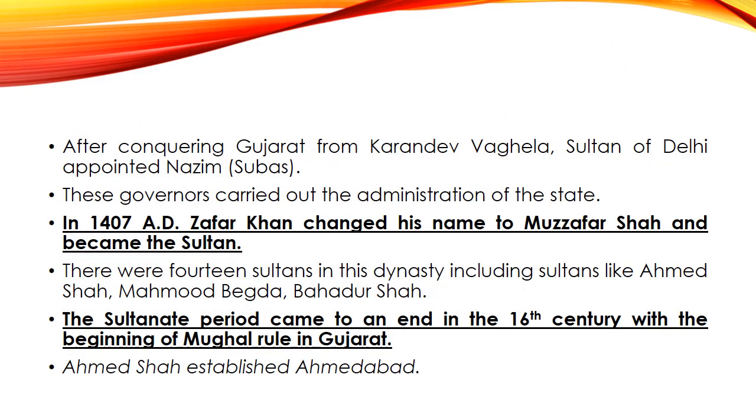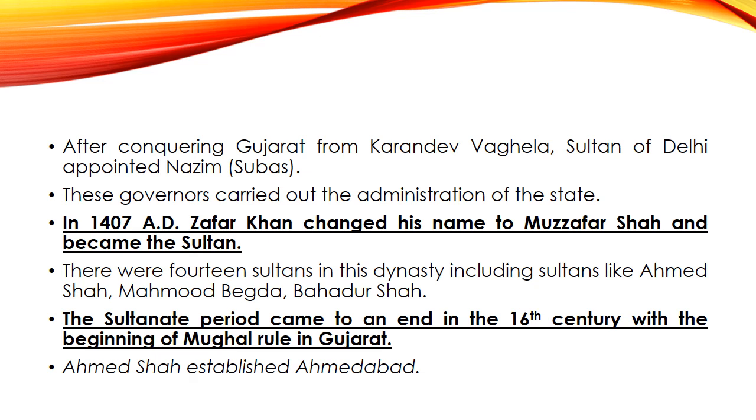After conquering Gujarat from Karandev Waghela, Sultan of Delhi appointed Nazim or Subas. These governors carried out the administration of the state. In 1407 AD, Zafar Khan changed his name to Muzaffar Shah and became the Sultan. There were 14 sultans in this dynasty, including sultans like Ahmad Shah, Mahmud Begla, Bahadur Shah.